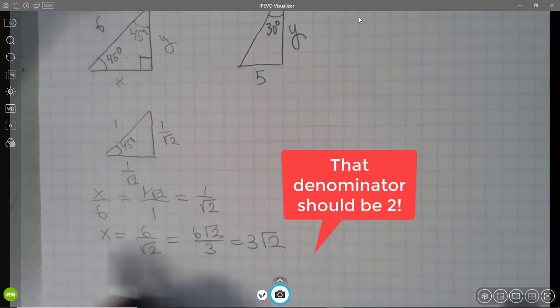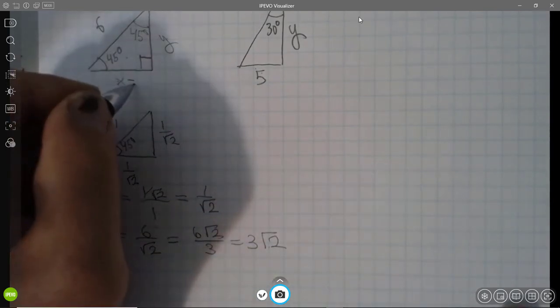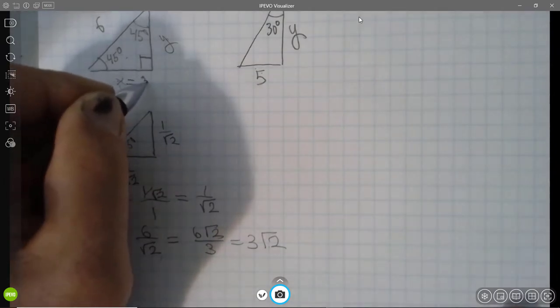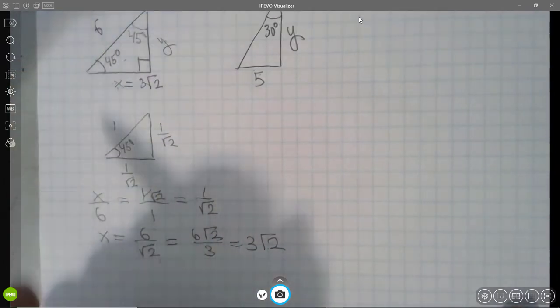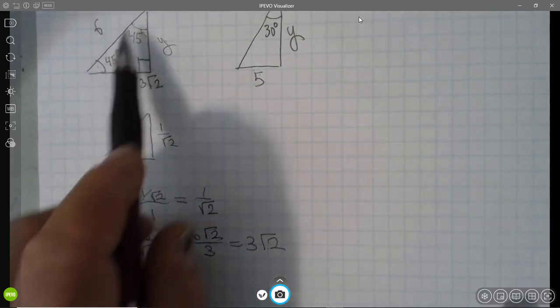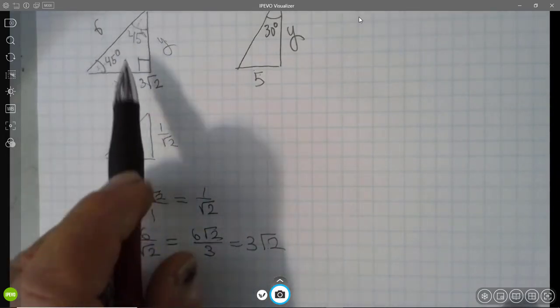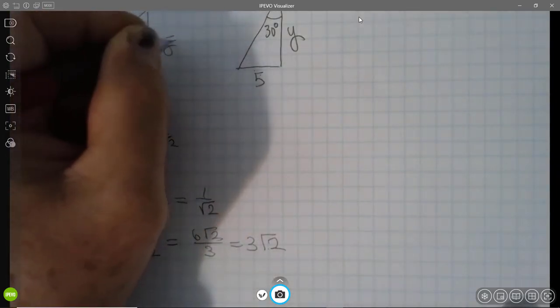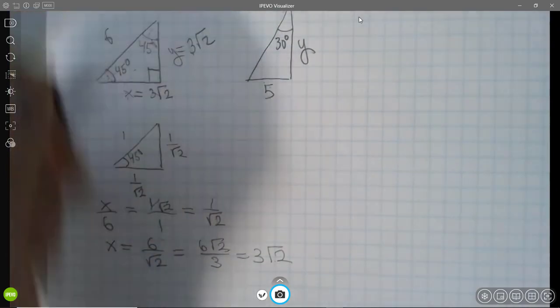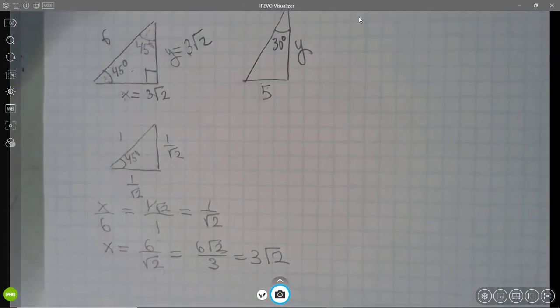So there's the length of the side labeled x here. And we know that since this is an isosceles triangle, that the angles are the same, then the legs have the same length. So there you have it. We've got that one done.